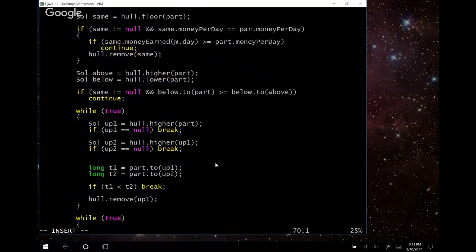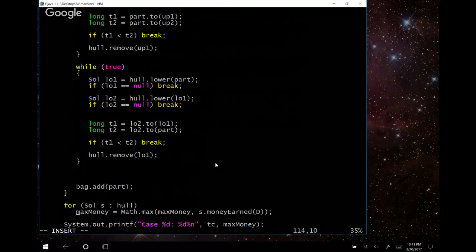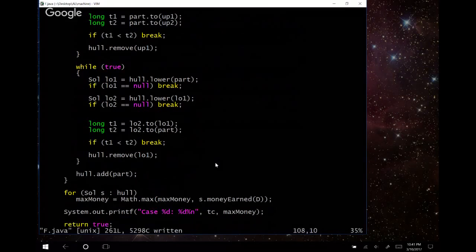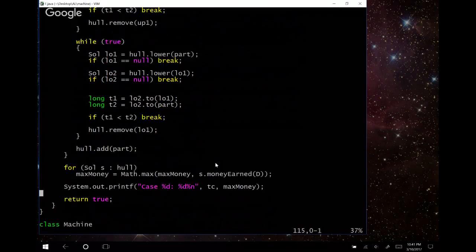You might be thinking, well, I've got all these while loops that are running really slow, but you'll notice in every piece of the while loop, I'm removing a partial solution. So it amortizes over the whole problem, in terms of everything is only getting added to or removed from the hull once. So the runtime is actually okay in an amortized sense. And so that's my hull. At least that should be my hull.